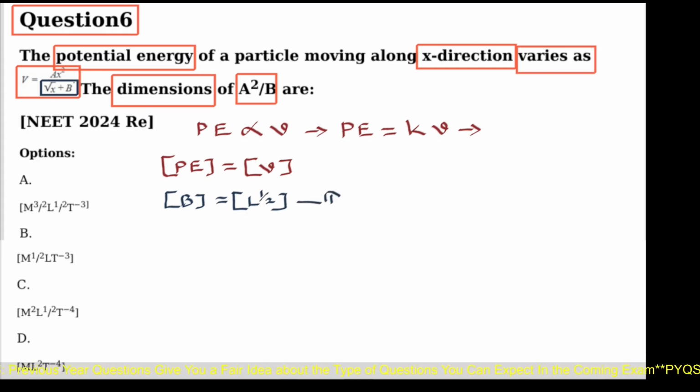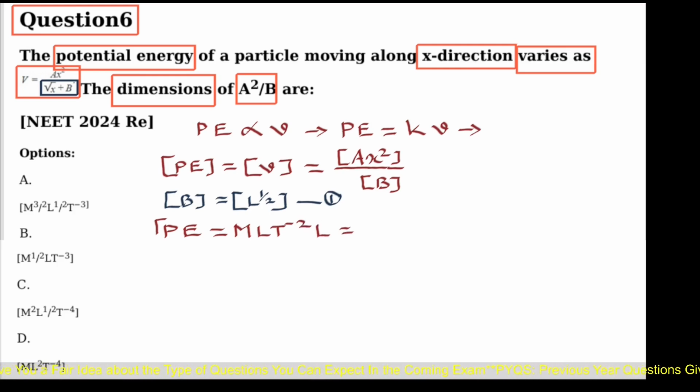We name this 1. Here in dimension of b we can write dimension of a x square upon dimension of b. Now potential energy is mgh, that is mass, into gravitational acceleration meter per second square, that is L into t raised to minus 2, and h, which is length L. So dimension of potential energy will be m L square t raised to minus 2.